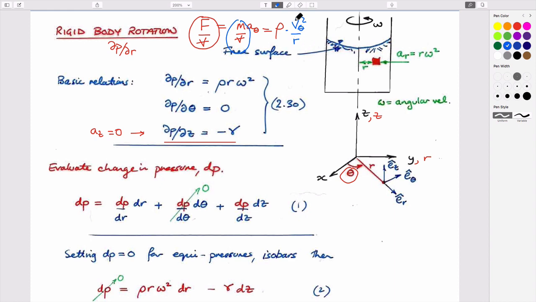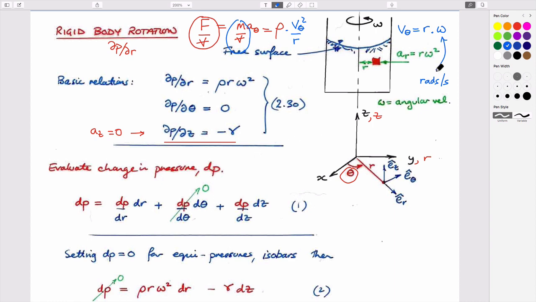And we can also write this angular velocity. So this is the velocity that the fluid is going around this circumference. We can also write v theta as being equal to the radius multiplied by an angular rotation, omega. This is the rotation speed, and this is in radians per second. So we have to define these units.